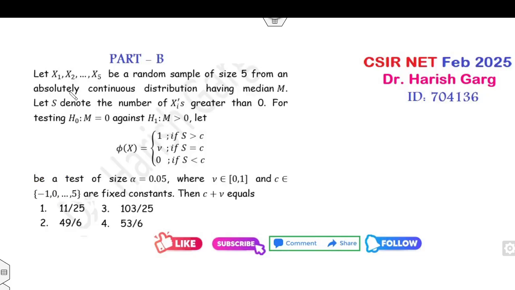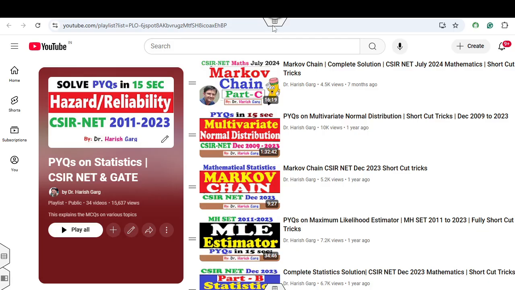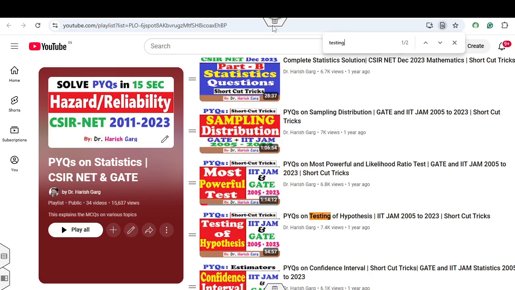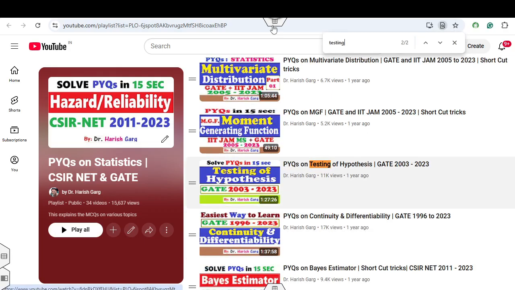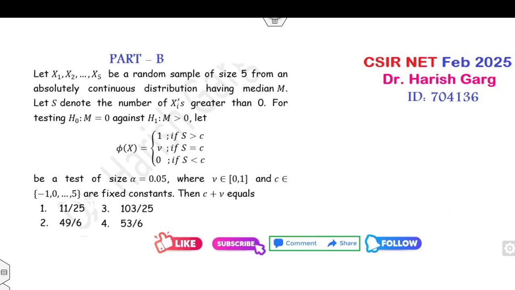Now look at the last question, which is related to testing of hypothesis again. If you look at testing of hypothesis, again you can see the lecture on testing of hypothesis of the IIT JAM, testing of hypothesis of the GATE statistics solutions. This GATE statistics also involves the CSIR NET solutions.